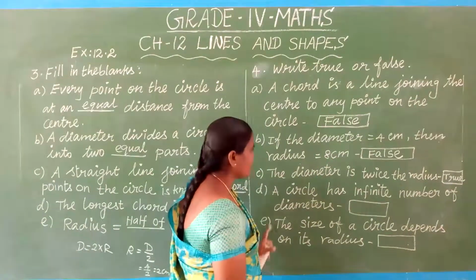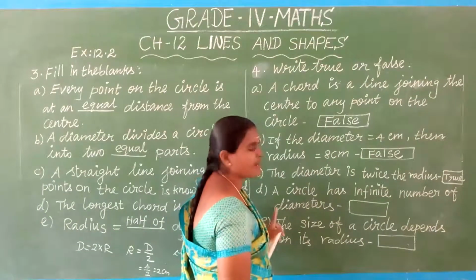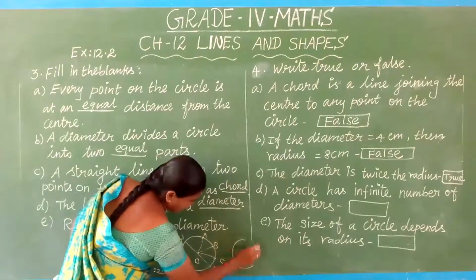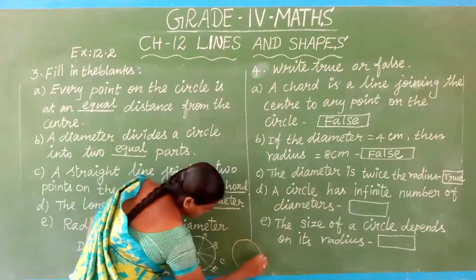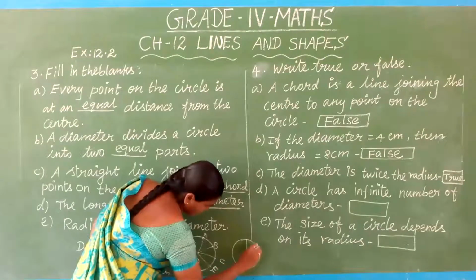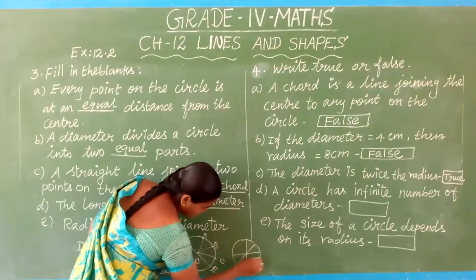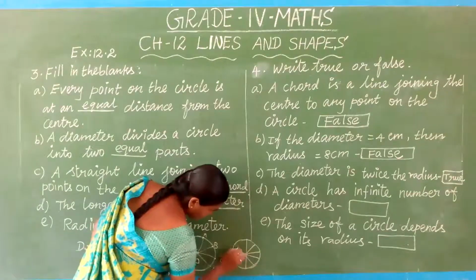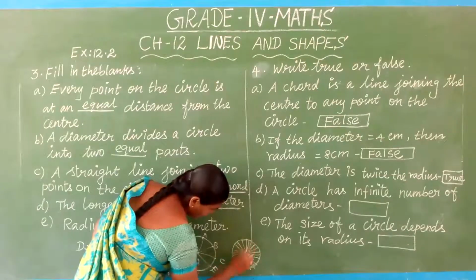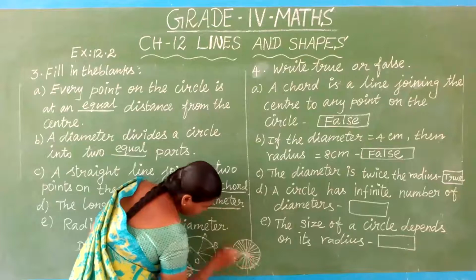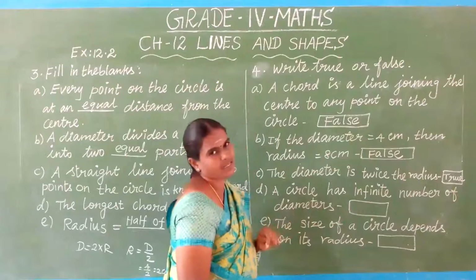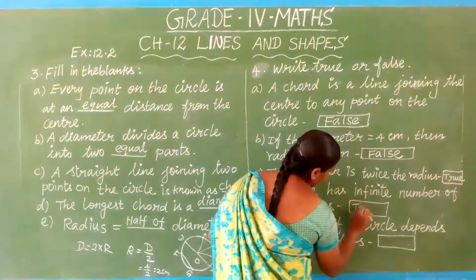Next one. A circle has infinite number of diameters. Draw a circle here. This is the center point. We draw the diameter. How many diameters here? So this is uncountable. Uncountable means infinite, going on. So a circle has infinite number of diameters. That is true.